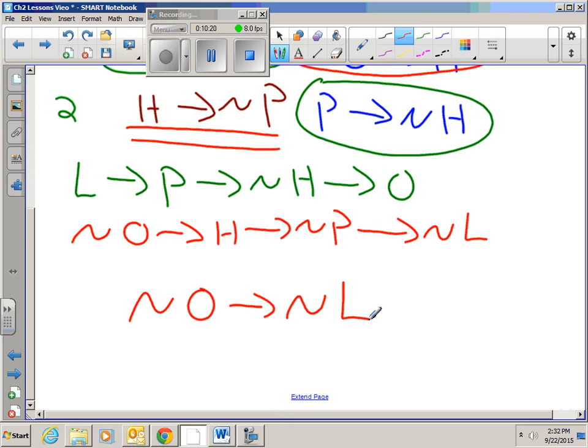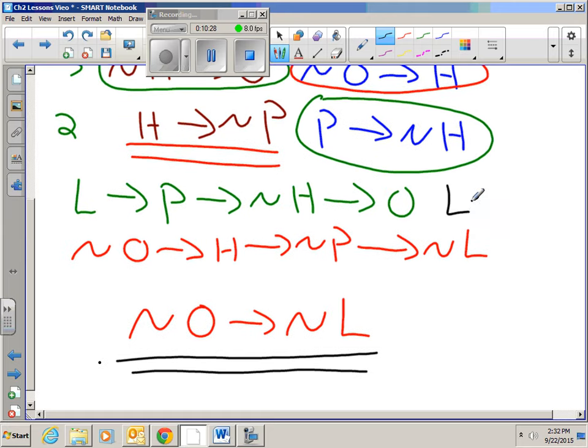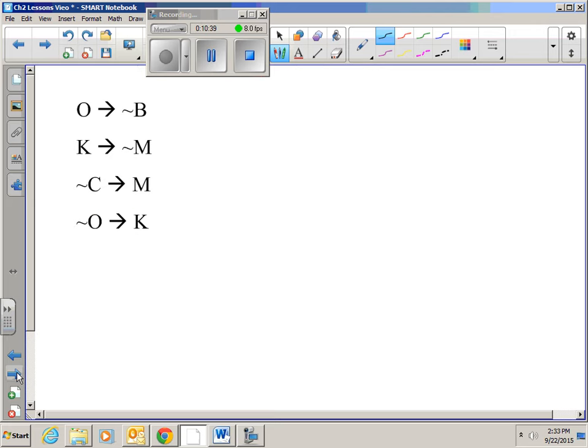And notice that this statement right here in black is the contrapositive of our first statement, which was if L, then O. These two things are contrapositives. And if one is true, then the other is also true. You guys try this one. It's already written in code form. We need to write the contrapositives and then come up with a chain.